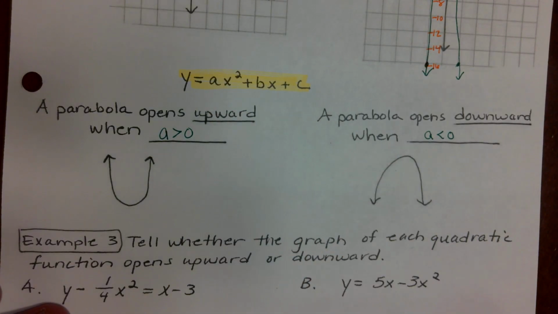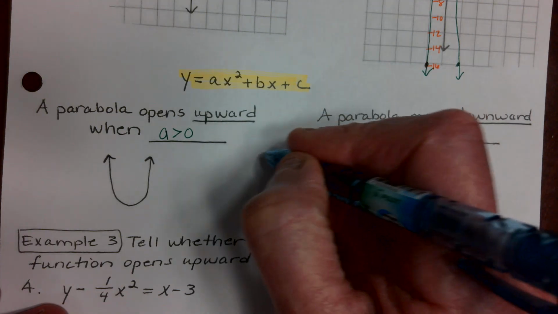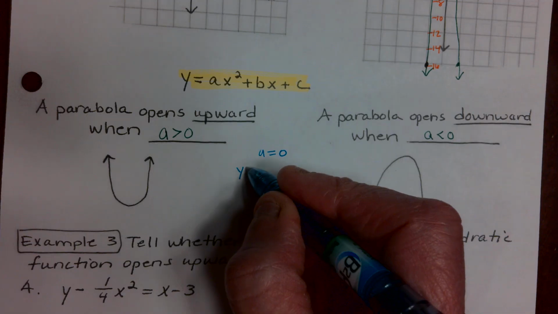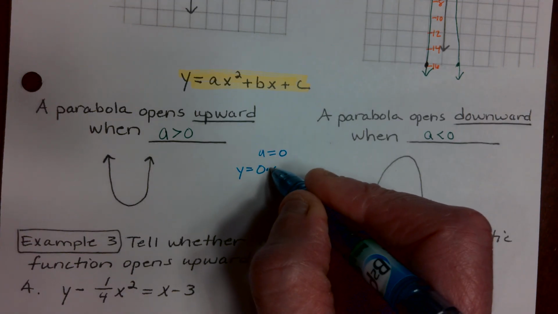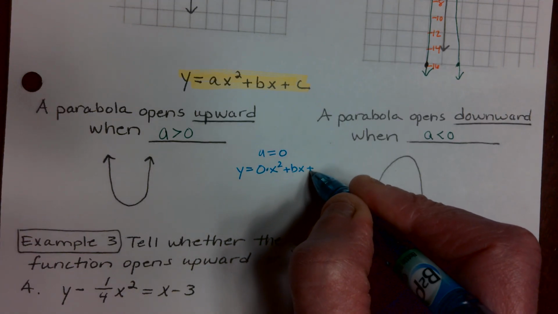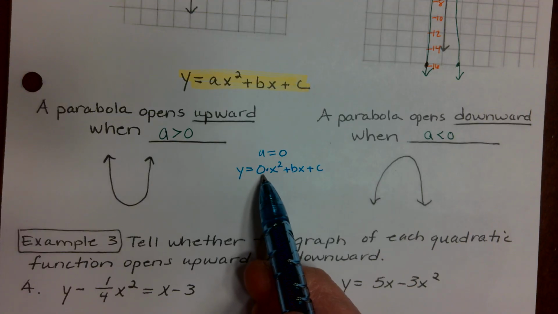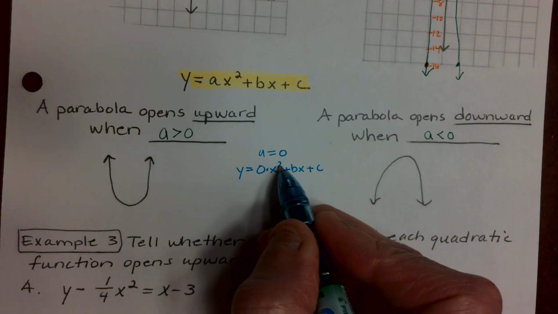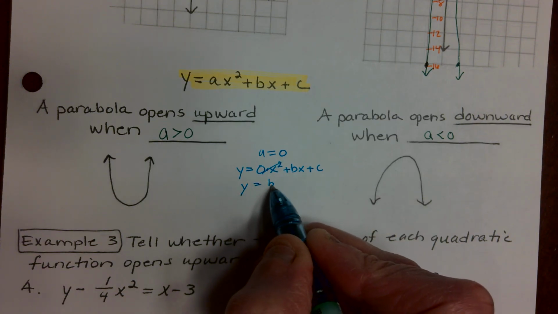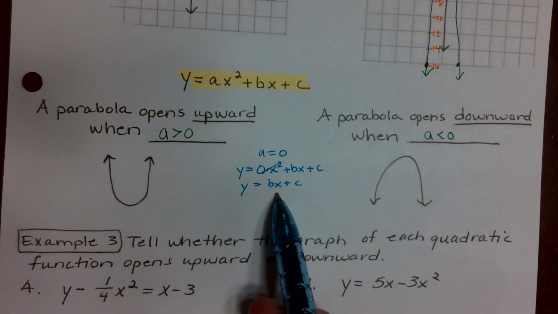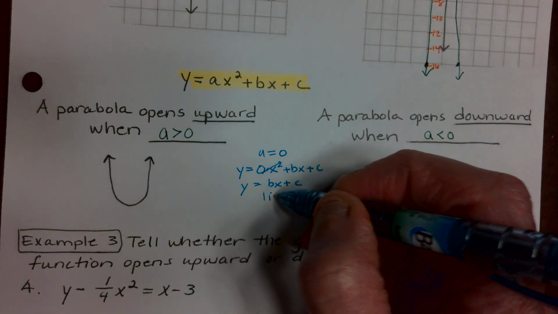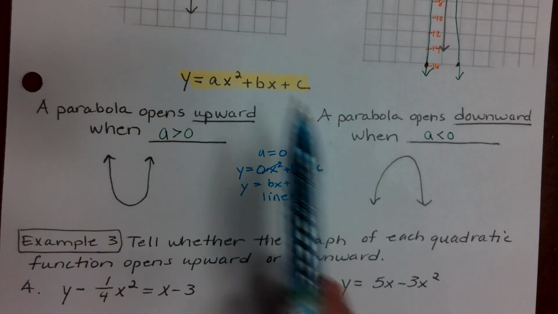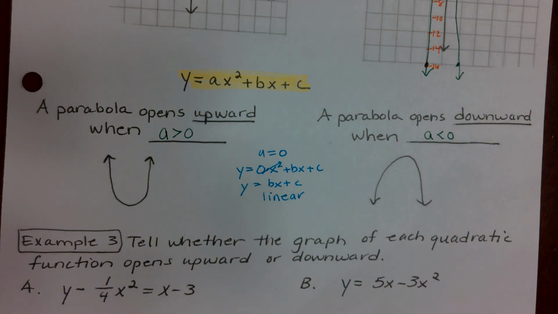And you might say, well, what about when A is 0? Well, let's think about that. 0 times x squared plus bx plus c. What happens if A is 0, class? What's 0 times x squared? It's gone. You're back to a what kind of equation? A linear. So for a quadratic, A will never be a 0 because it drops out.